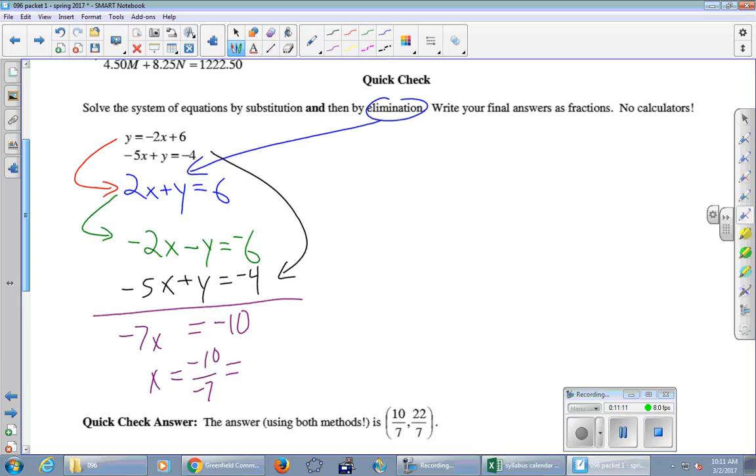And don't forget, it's your obligation, if you have a fraction with two negatives in it, make them both positive. This is not simplified, not until you go to +10 over +7. Okay, so there's the value of x.